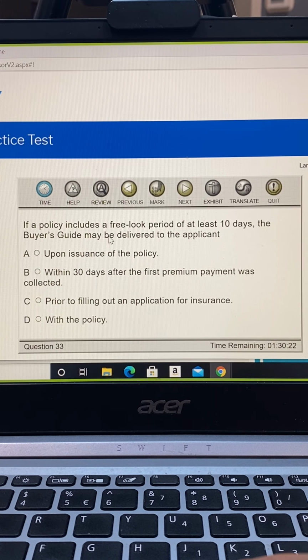If a policy includes a free look period of at least 10 days, the buyer's guide may be delivered to the applicant. With the policy? With the policy, yeah.